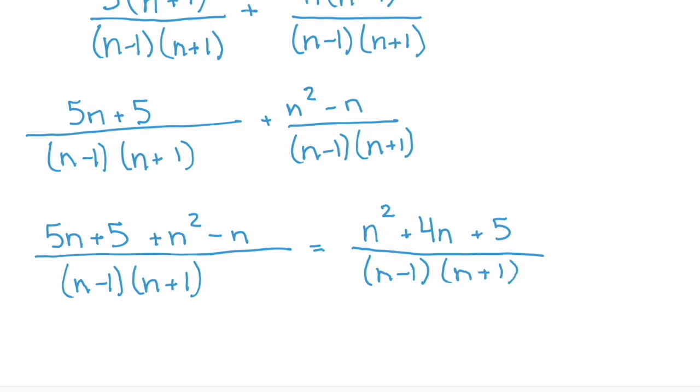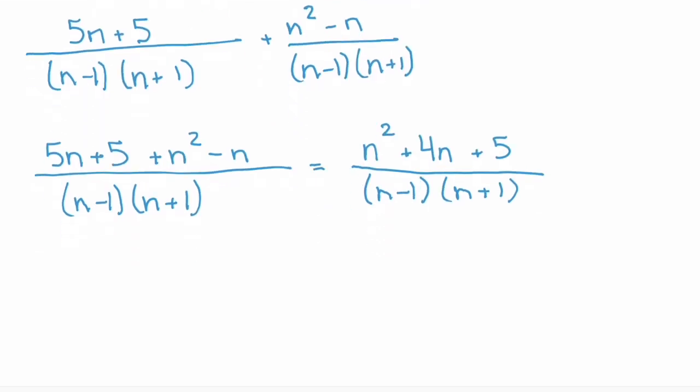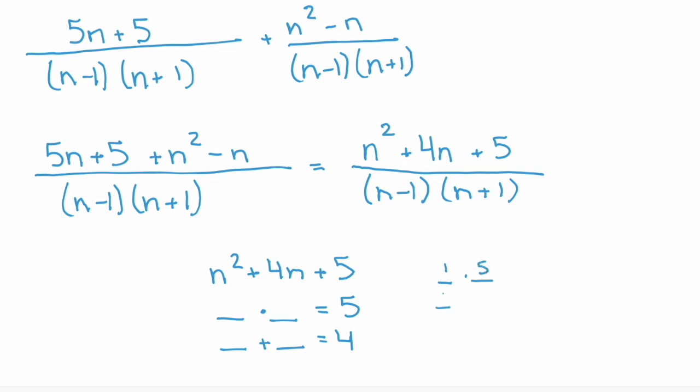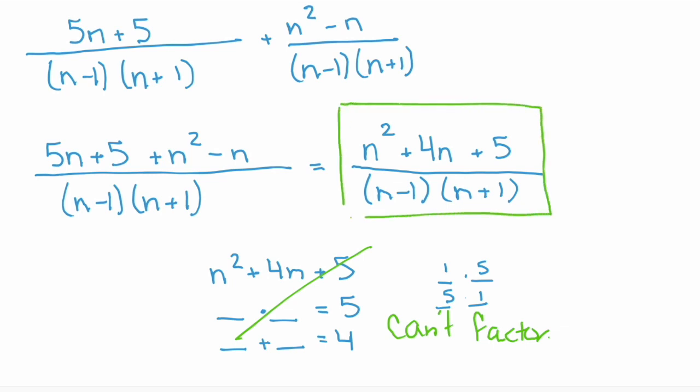Now, before we can claim that we're done, we need to try to factor that numerator. And can we factor n squared plus 4n plus 5? Well, what are two numbers that multiply to 5 and add to 4? The only two numbers that multiply to 5 would be 1 and 5, or 5 and 1. And there's no situation where those would add together and give us 4. So it can't be factored. And since we can't factor that numerator, our final factored form has a polynomial in the numerator. That's okay if it can't be factored.